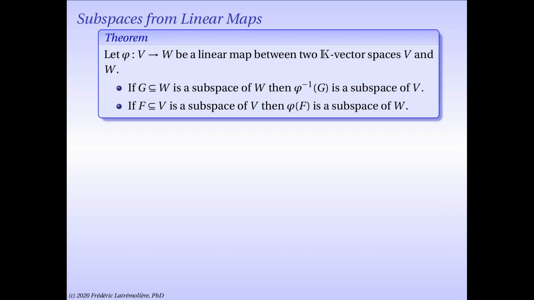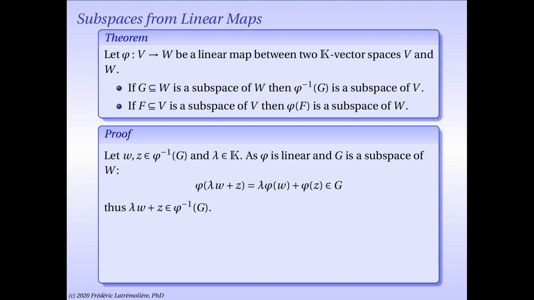There are other connections between linear maps and subspaces, and those, as I announced a little earlier, explain many of the examples we have encountered. This is an important theorem. It says that if you have a linear map between two vector spaces V and W, let's call this linear map phi, then the preimage by phi of any subspace of W is again a subspace of V, whereas the image by phi of any subspace of V is again a subspace of W. So the short of it is, morphisms, that is linear maps here, preserve subspaces, either by pulling them back or pushing them forward.